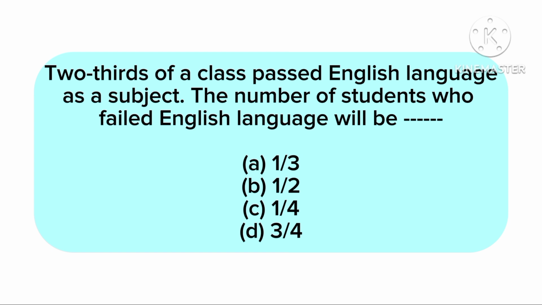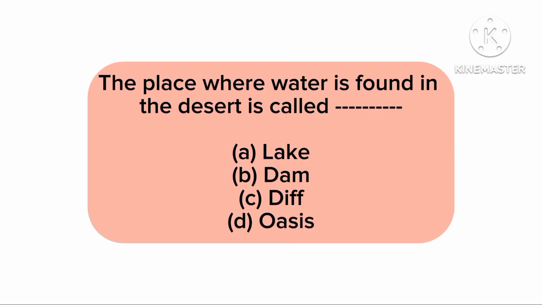Now let's see the next one. The place where water is found in the desert is called. We have option A, lake, B, dam, C, diff, and D, oasis. Okay. Now the place where water is found in the desert is called oasis.